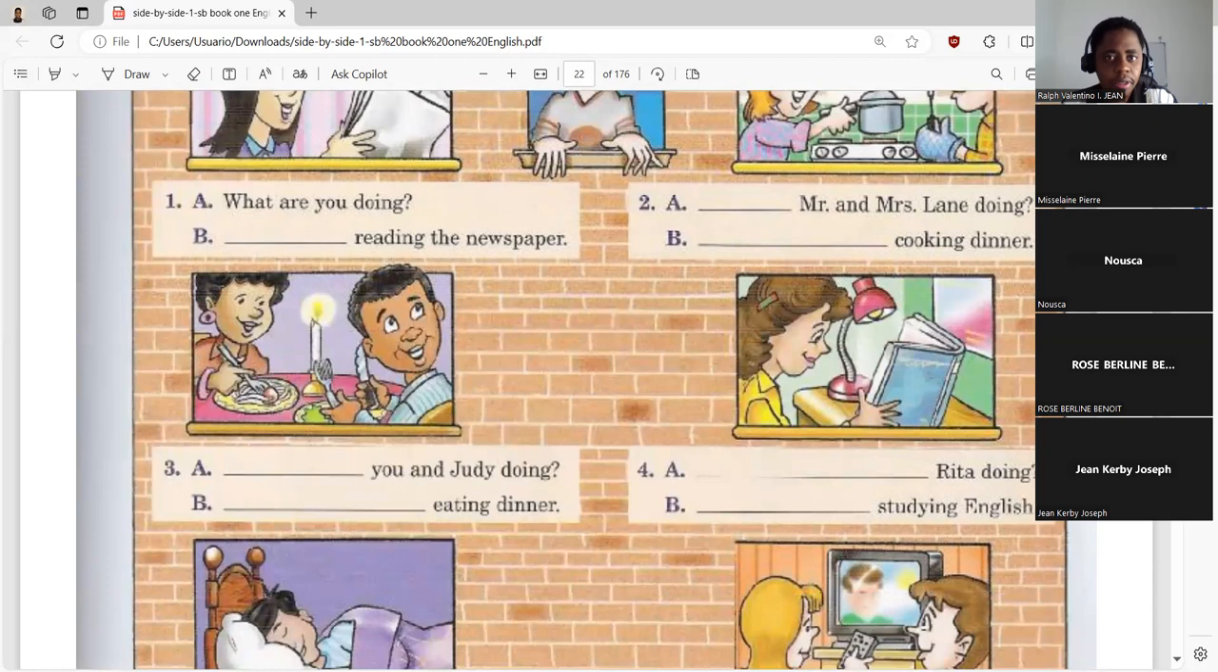Miss Len? Yes, go ahead. What are you doing? We are eating dinner. Très bien. We are or we're eating dinner. What are we doing? She's studying English. She is studying English. Non, c'est pas tout. Stop. Studying English. English. Okay.